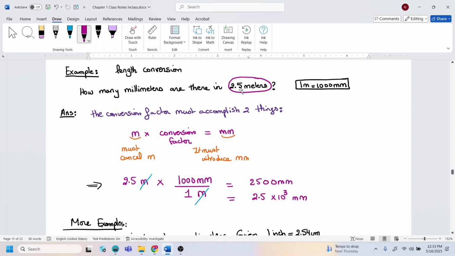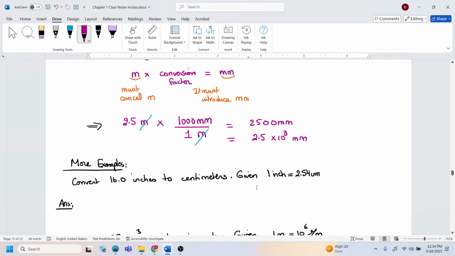The 2.5 meters is your given, right? So your total number of significant figures always needs to follow your given, because the conversion factor is always constant. You cannot say, okay, the conversion factor is one significant figure, then my answer is one significant figure. No, for the conversion factor, you don't look at its significant figures. You only look at the significant figures of your given and make sure that your answer follows that.